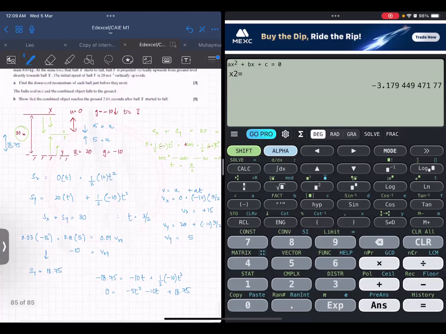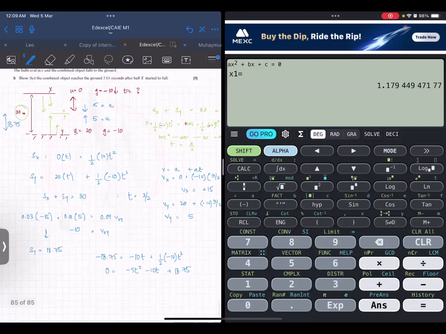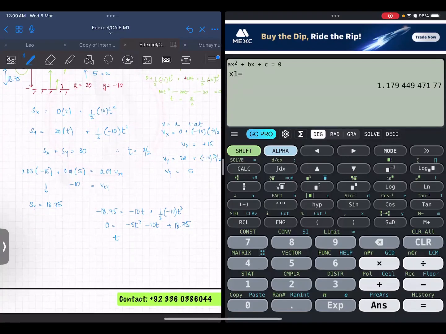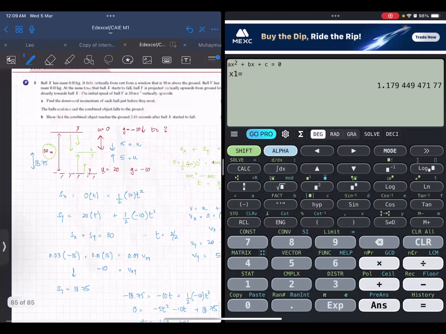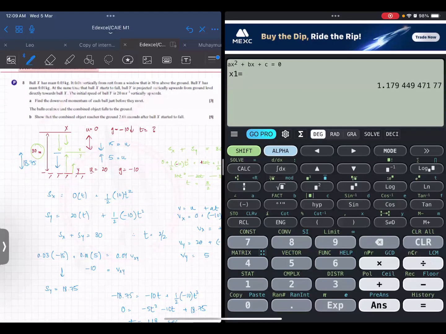After x has started to fall. Okay, after x has started to fall. So we have found the time. This is the time, 1.179, 1.18 seconds. This is the time it took for them to fall after the collision.